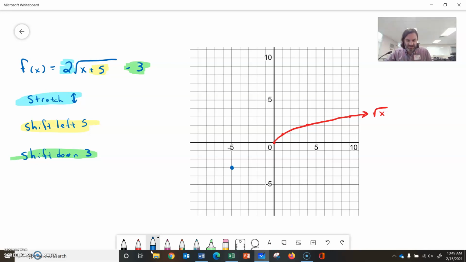Now that 2 is going to stretch it. So normally the point would go over 1, up 1, but it'll go up 2. And then it's kind of like going to double every point. So when we went over 1, up 1, we're going to go over 1, up 2. When we go over 4, up 2, we'll go over 4, up 4.